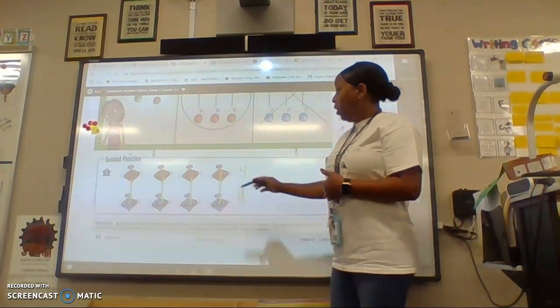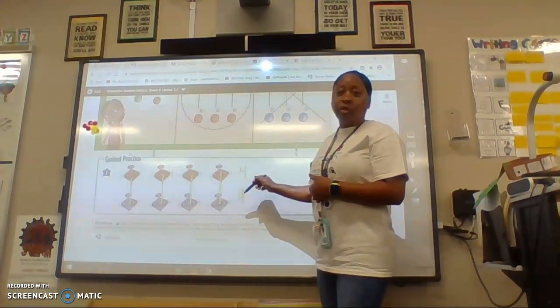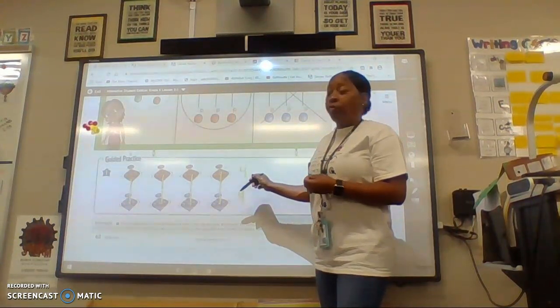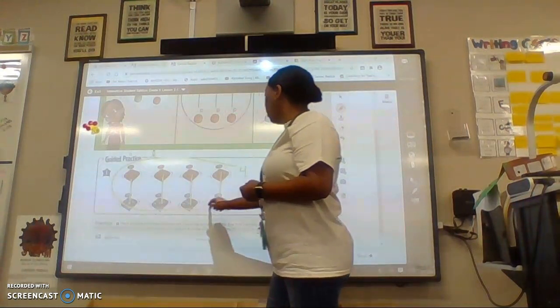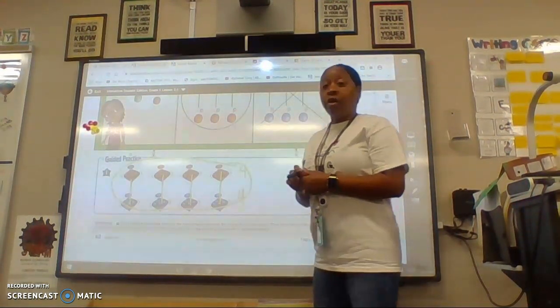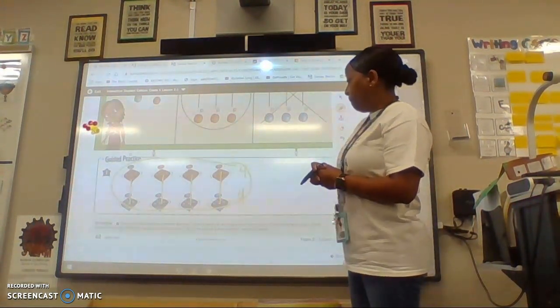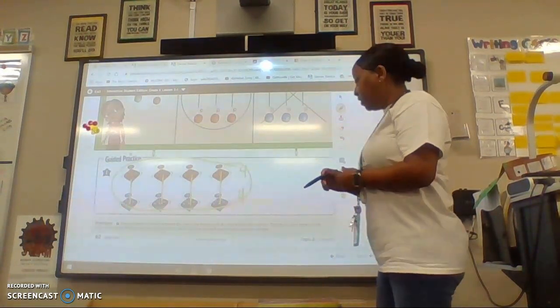So how do we know? We're looking at our numbers, and our numbers are the same, which means they are equal, they match. So we are going to actually draw a circle around the tops because they are equal in number. All right, let's move on to the next page.